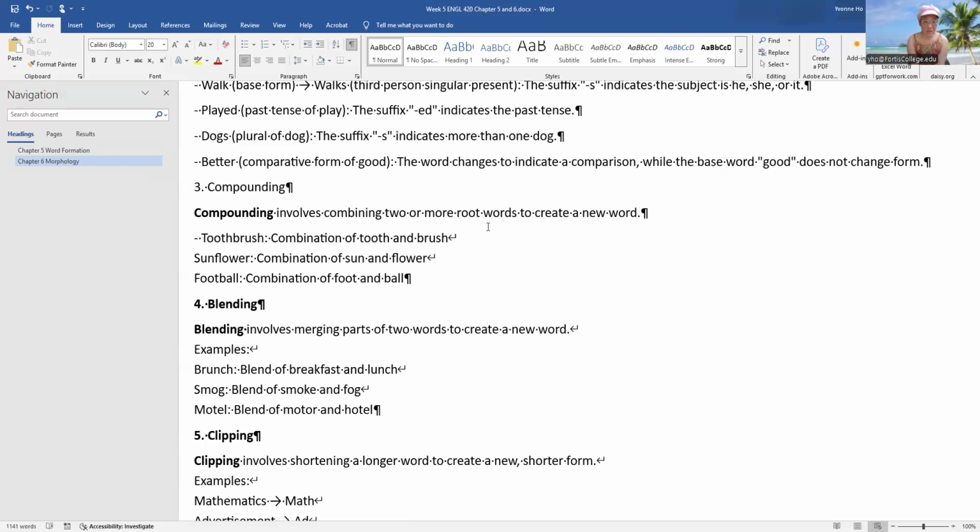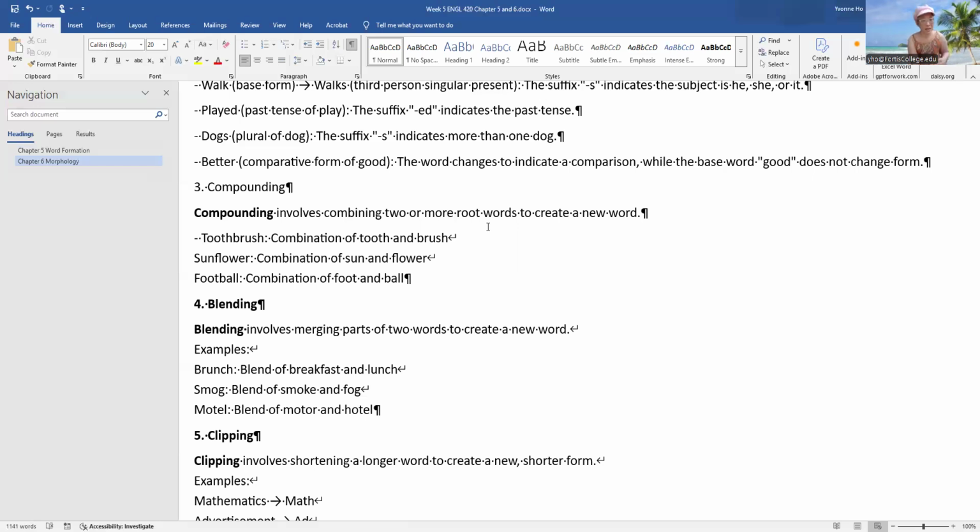So compounding involves combining two or more root words to create a new word. Toothbrush is a combination of the root word tooth and the root word brush. Sunflower, a combination of sun and flower. Football, a combination of foot and ball.